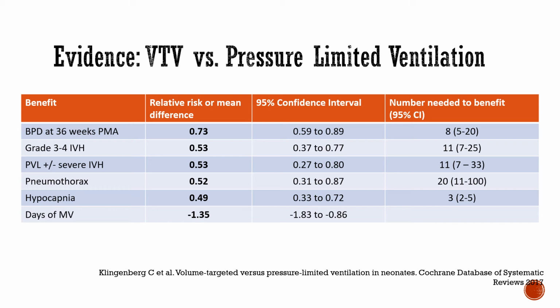The evidence for volume targeted ventilation versus simple pressure limited ventilation. So according to Klingenberg et al., based on the Cochrane database of systematic reviews, they found that there was a significant reduction in the incidence of bronchopulmonary dysplasia at 36 weeks postmenstrual age, grade 3 to 4 IVH, periventricular leukomalacia with or without severe intraventricular hemorrhage, pneumothorax, hypocapnia, as well as the days of mechanical ventilation.